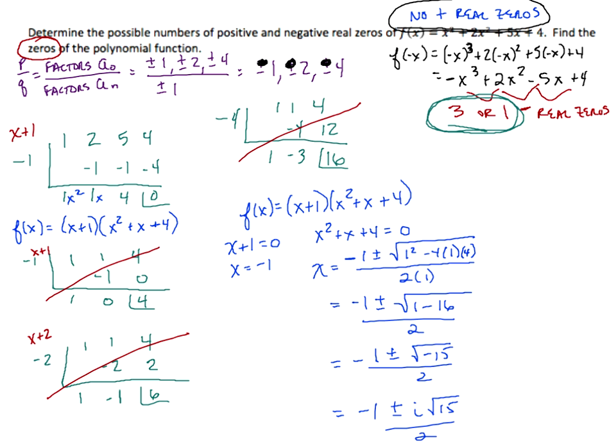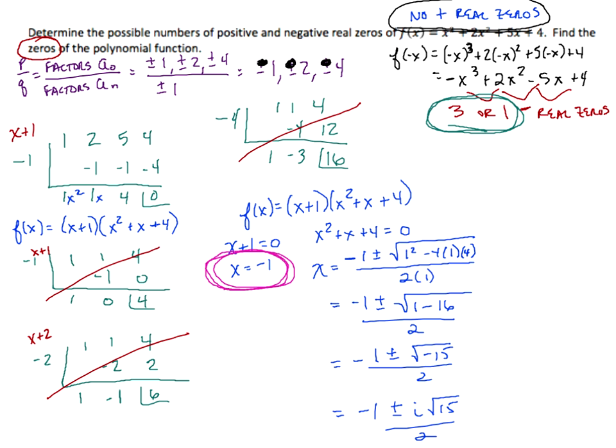So you have two complex zeros there. So those are not real zeros. The only real zero that you have, so this thing only crosses the x-axis in one place, and that is -1.